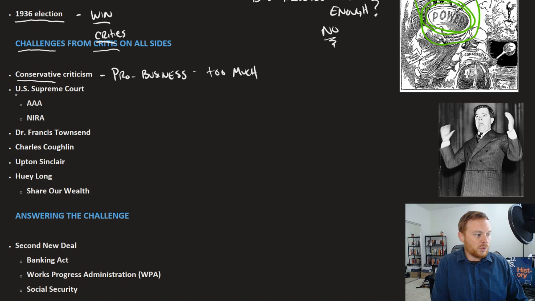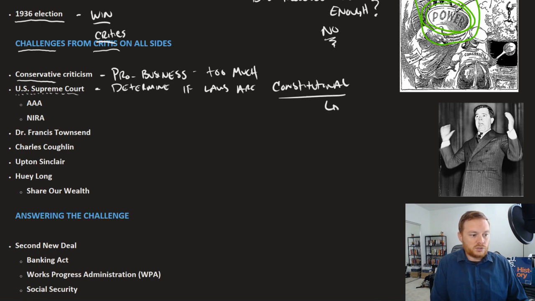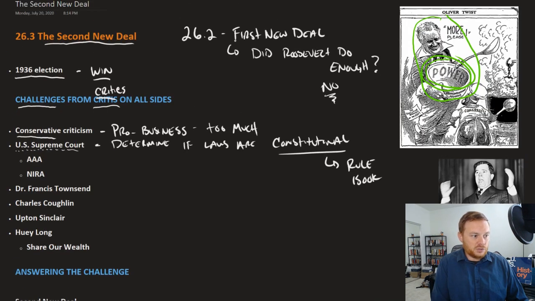And this challenge came also from the U.S. Supreme Court, which the job or the purpose of the Supreme Court is to determine if laws are constitutional. That's the job. And the Constitution essentially is the rule book. So everything that was passed by the First New Deal was passed by the U.S. Congress and signed by the president. But of course, that doesn't prevent the Congress or the president from passing something that is unconstitutional.